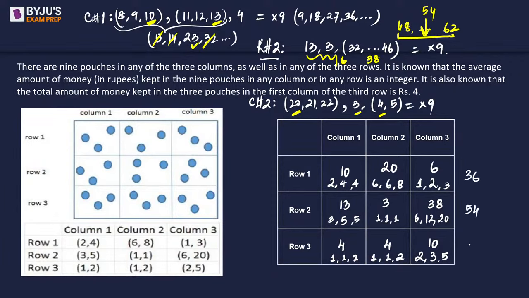This is 18. The first column is 27. The second column is 27 again. The third column, let's try this, we haven't checked this sum yet. Let's verify it. 38 plus 10 is 48. 48 plus 6 is going to give us 54.